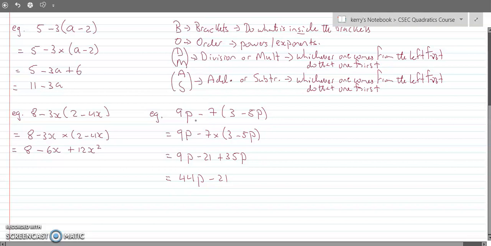So this here is simple, the first session on simple expansions. Now, this will bring us to the end of the first session. The next session will come on where we have slightly more complex expansions. When we have two brackets, how do we expand that?